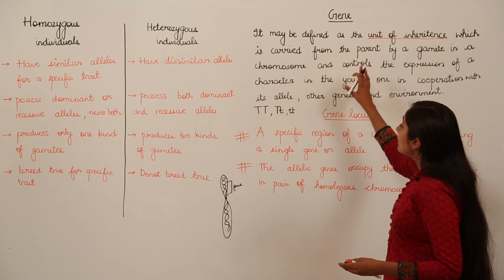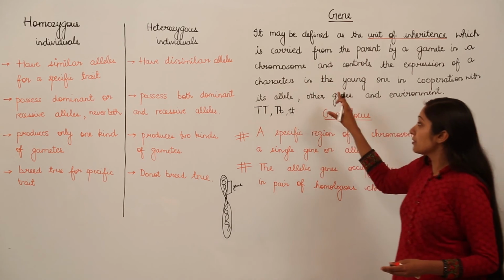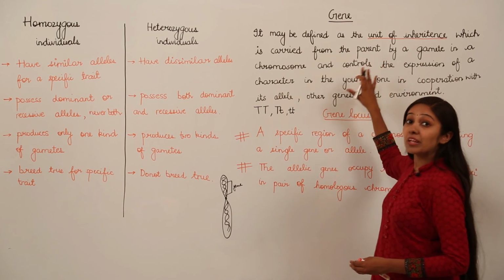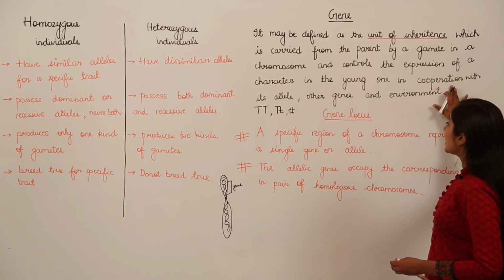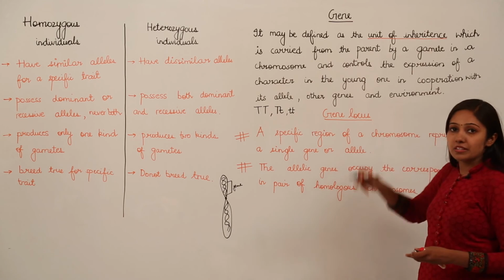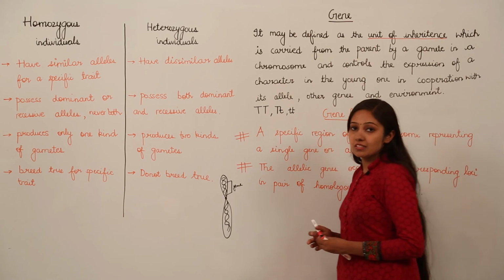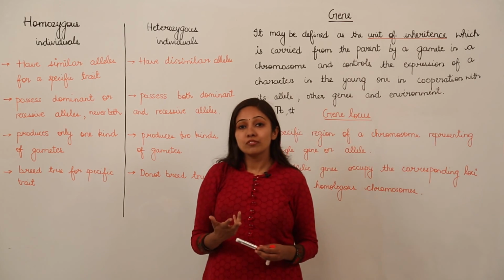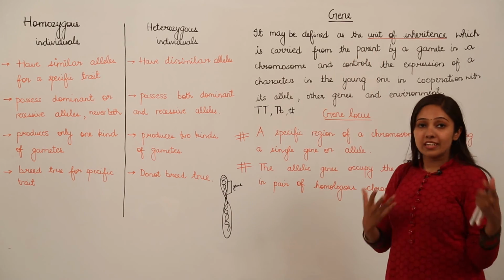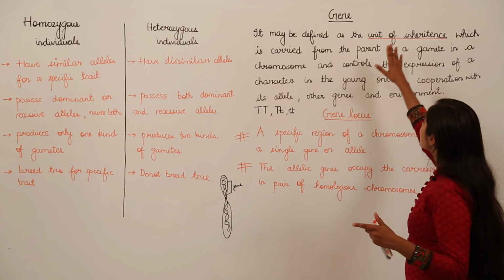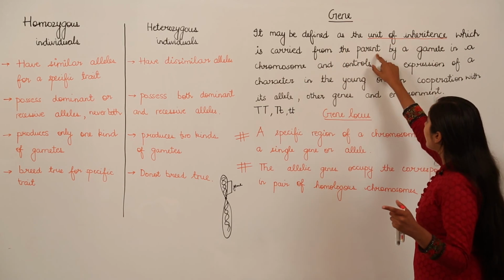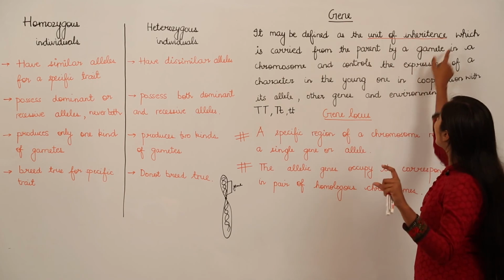So, when we talk about the expression, we talk about that they are expressed in the young ones in cooperation with its allele, other genes and environment. So, environment also influences the phenotype of the organism. So, this is how we can broadly define gene. Gene is defined as a unit of inheritance which is carried from the parents by the gamete.